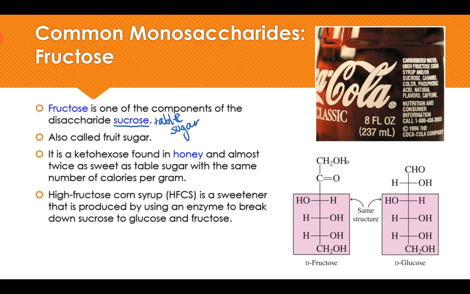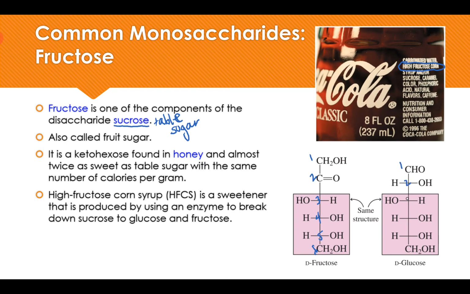You might also recognize the term high fructose corn syrup, where they've used an enzyme to convert the glucose into glucose and fructose. And it's super sweet. You might also recall that if we have an aldose and a ketose that have the same number of carbons, then they are functional group isomers of each other.